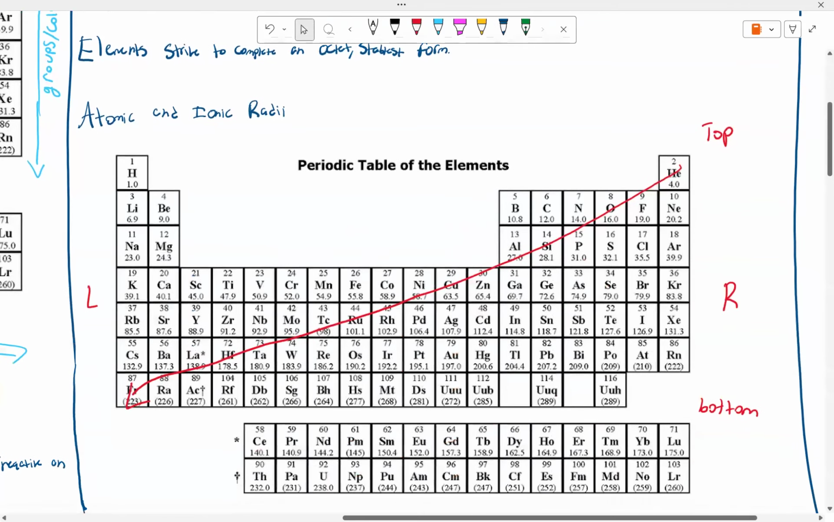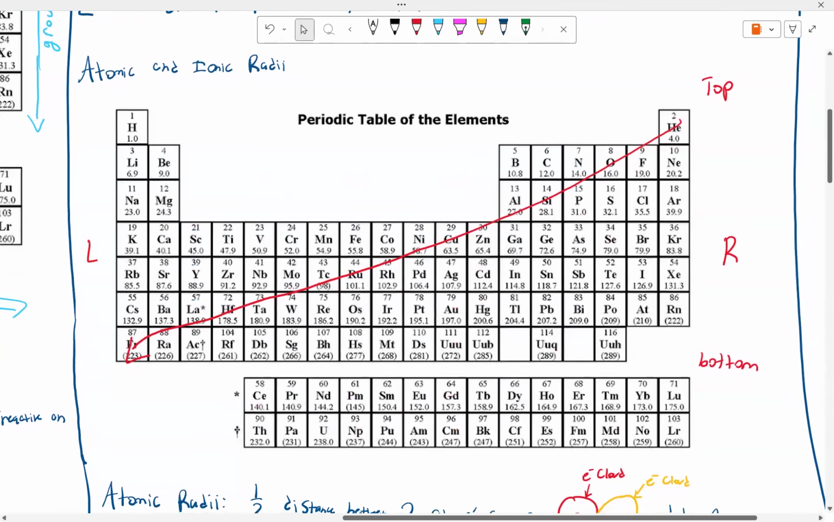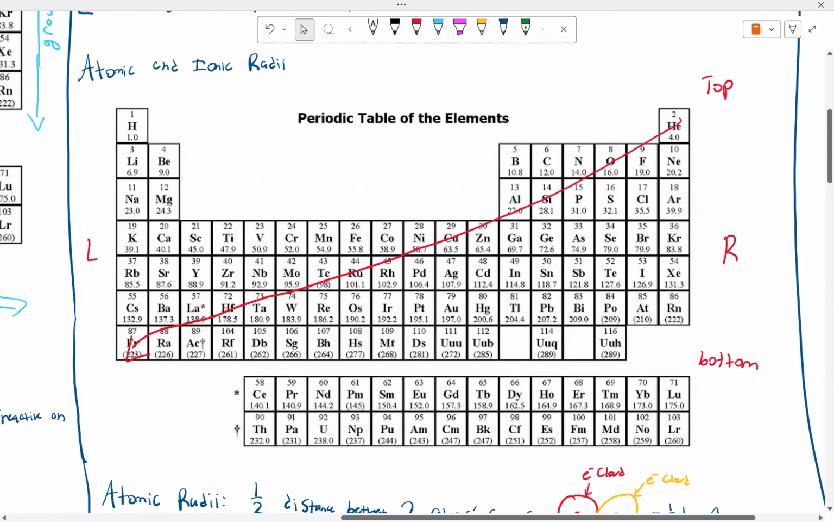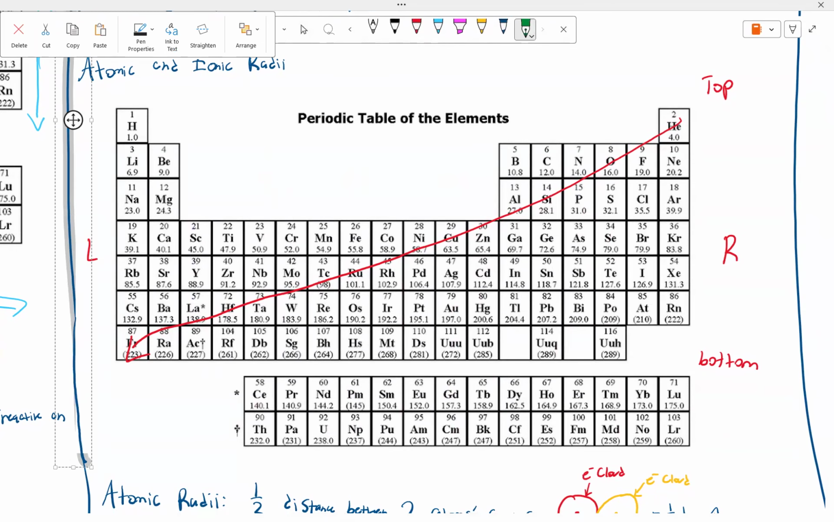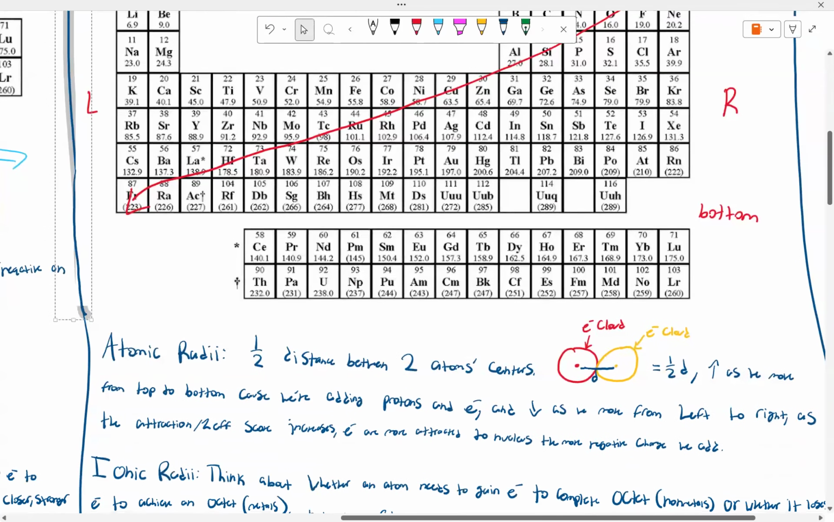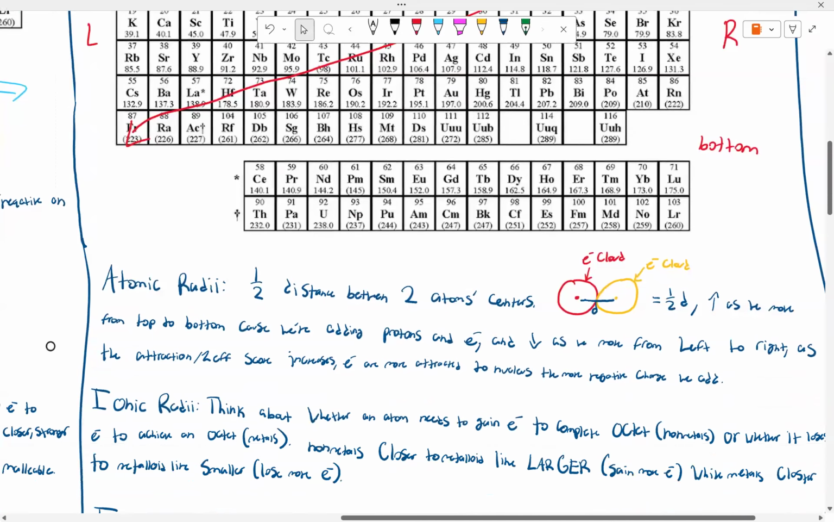Here we have atomic and ionic radii. So here I just marked left, right, top, bottom of the periodic table. So atomic radius, its definition is that it's one half the distance between two atom centers when they're in close contact with one another, touching. So over here I have two electron clouds, which are the orbitals of the electrons around the nuclei. The center would be the nucleus. So the distance between essentially the two nuclei, you can think of as the diameter between the two centers, and the radius would be half of that distance, just as it is in a circle.